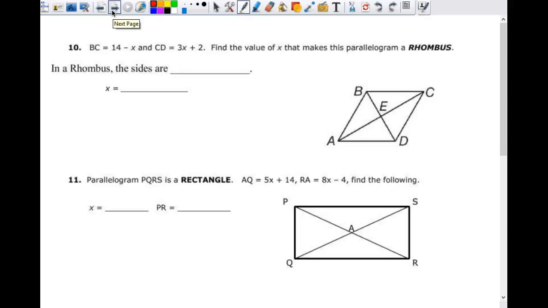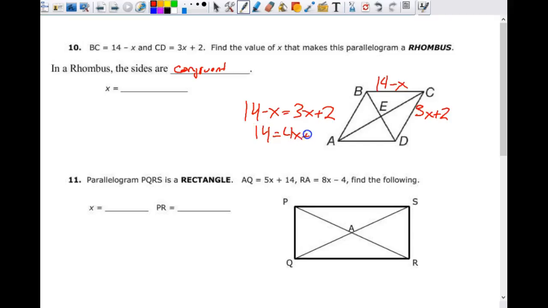This one is a rhombus. In a rhombus, all sides are congruent. BC is 14 minus x. CD is 3x plus 2. Those two are equal to each other. 14 minus x is equal to 3x plus 2, because those two sides are the same. 14 is equal to 4x plus 2. 12 is equal to 4x. x is equal to 3.